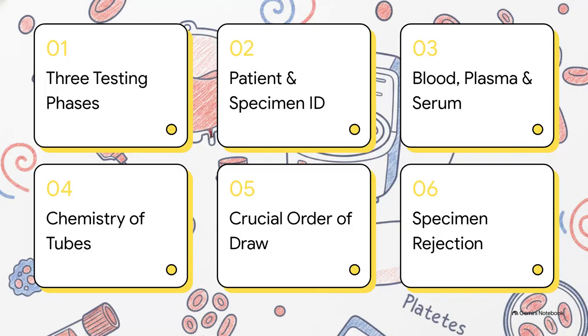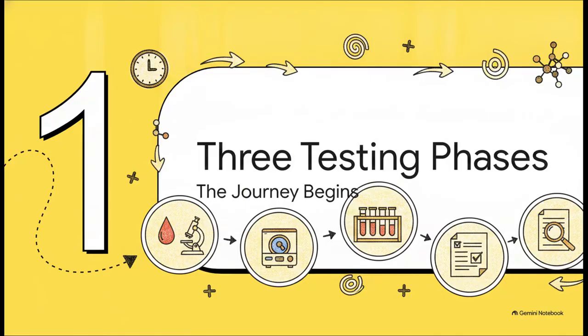To keep those errors from happening, here's our roadmap for this explainer. We're going to cover the 3 testing phases, proper patient and specimen ID, the difference between blood, plasma, and serum, the actual chemistry of those colored tubes you always see, the absolutely crucial order of draw, and finally, why specimens get rejected. All right, let's kick things off with Section 1, the 3 testing phases, or as I like to call it, the journey begins.